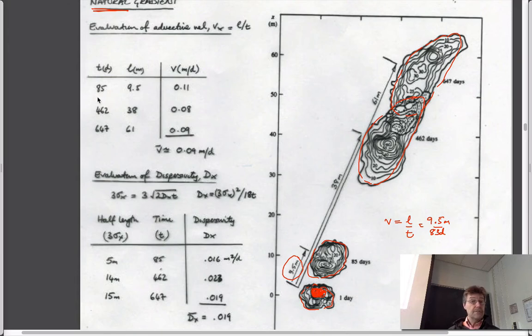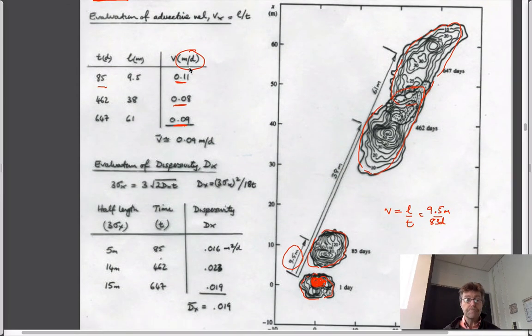And you can use that to be able to get an advective velocity. So the advective velocity is something of the order of 1/10 of a meter per day. So quite fast. It's quite free-flowing, very small gradient, but quite high permeability, high conductivity materials.